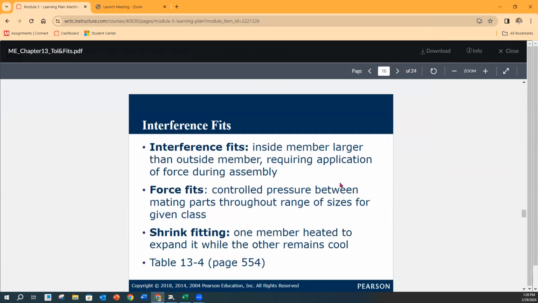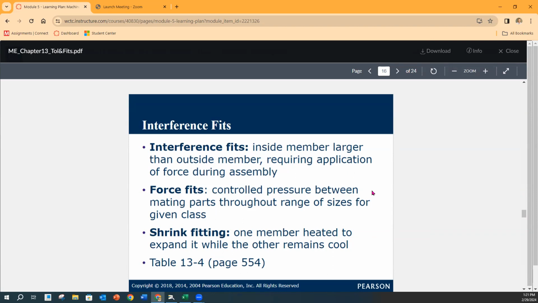Interference fits are going to be when an inside member is larger than an outside member. Now, this doesn't have to be circular features. We're going to be applying it to circular features, but this can be any shape or form. And it's going to require the application of force in order to assemble it. So maybe not just tapping, but pounding, putting an interference fit together.